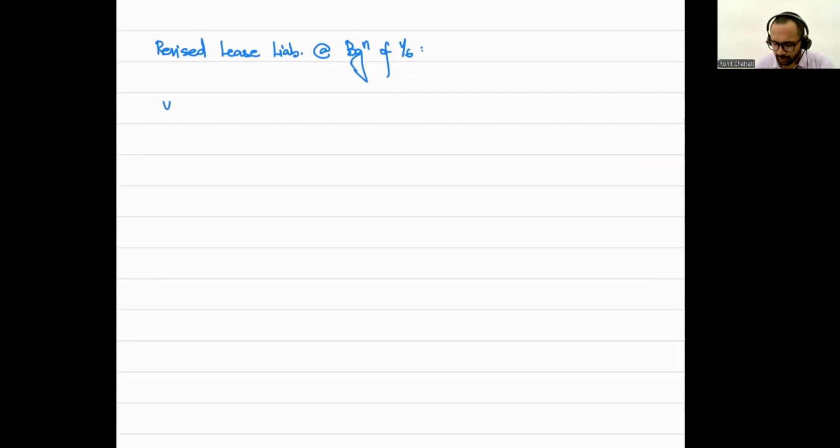All right. So let's calculate the revised lease liability at the beginning of year 6. Now, at the beginning of year 6, there are 5 lease payments that are pending. We have payments of 95,000 that will be made at the end of year 6, end of year 7, end of year 8, end of year 9, and end of year 10. All right. So the years, I'm actually plotting them again as 1 to 5 because end of year 6 is 1 year away from where we are today.